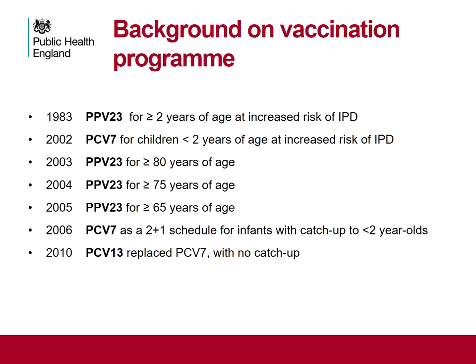Now, we did 2 things differently compared to other countries. We introduced it as a 2+1 schedule at 2, 4, and 12 months, and not the licensed 3+1 schedule. But at the same time, we had a catch-up program for all children up to 2 years of age. And the reason for the catch-up program is that the under-2s are the main carriers of pneumococci. And if you target them very quickly at the beginning of the program, you hope to get a much bigger herd impact because you eradicate the vaccine serotypes being carried, and therefore they can't transmit them to others.